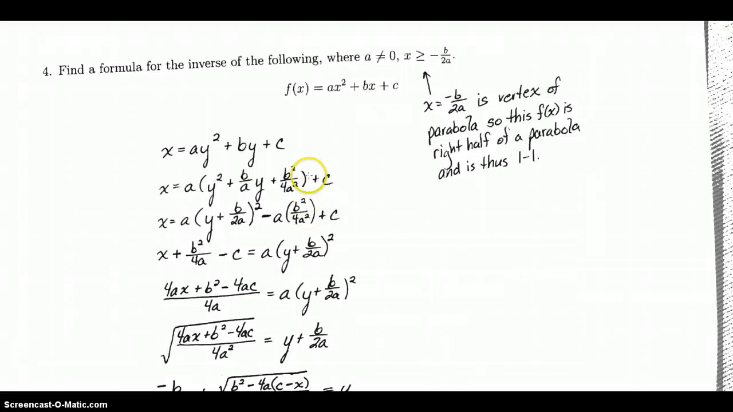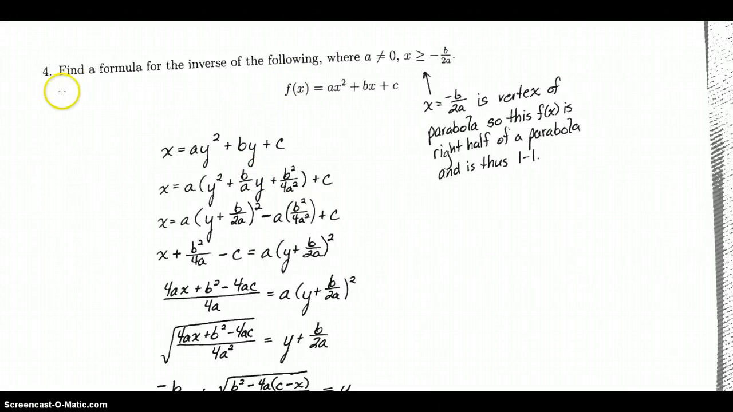Okay, number 4, a couple of things I just want to point out. First of all, why do they have this x greater than or equal to negative b over 2a? Because we just want one side of a parabola, and in this case, the right side. Why? Because we can't have a one-to-one function, and we can't have an inverse if we would have an entire parabola. So a function, in order to be a function, has to pass the vertical line test.